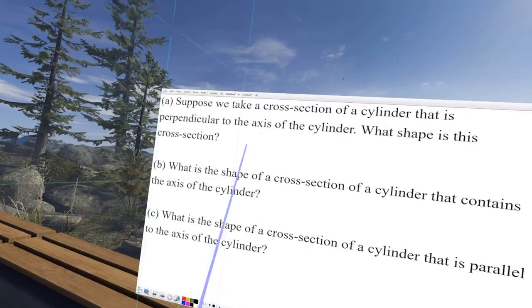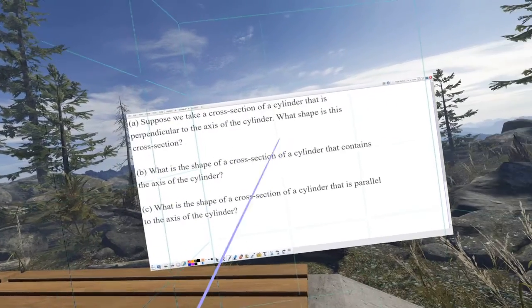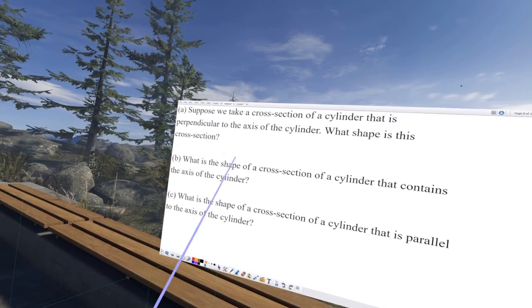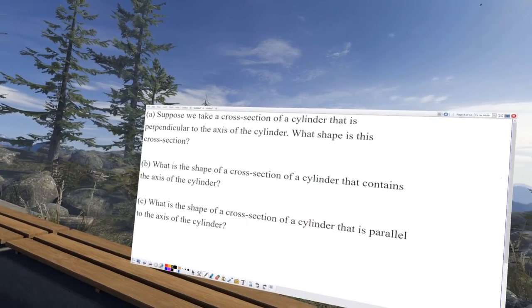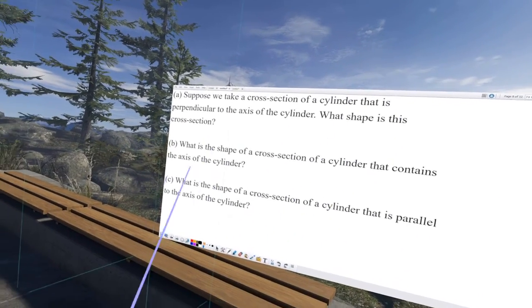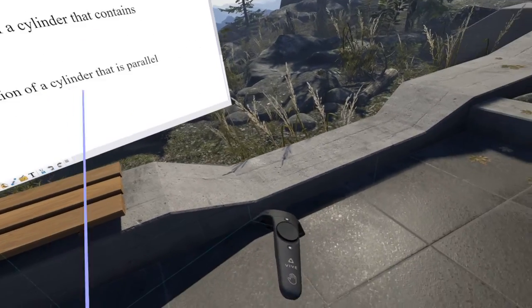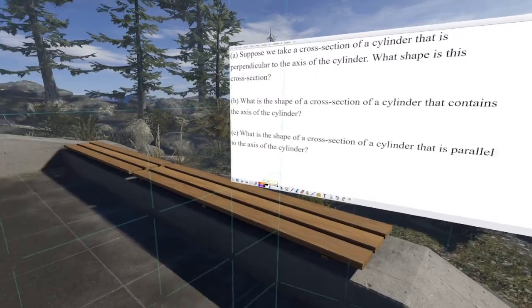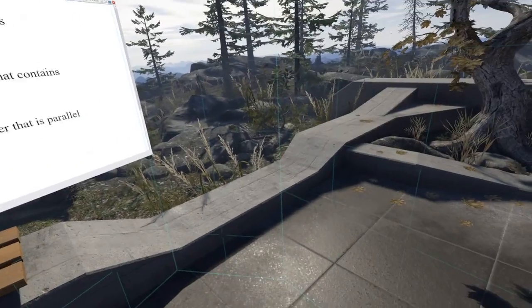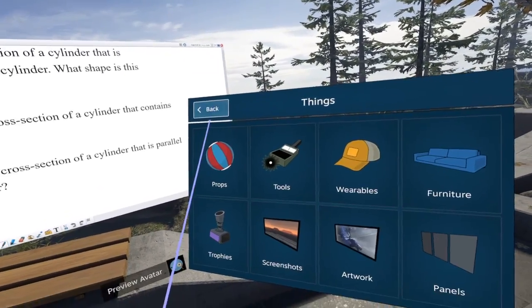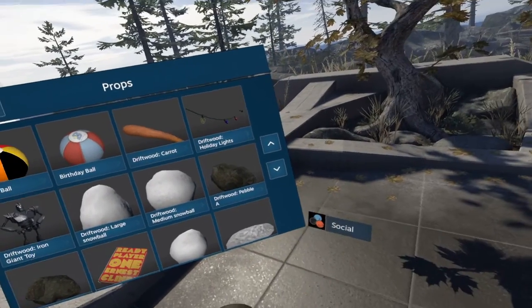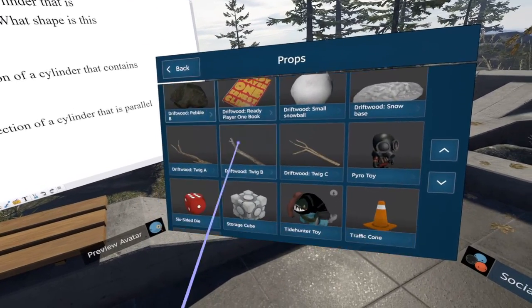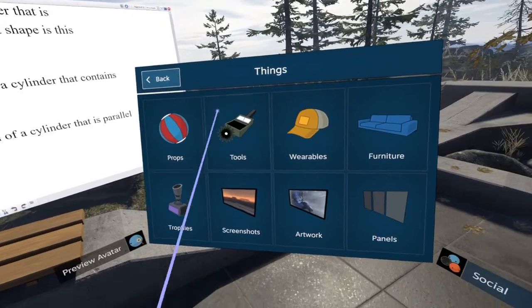All right, so what's our first problem? Suppose we take a cross section of a cylinder that is perpendicular to the axis of the cylinder. What shape is this cross section? If you can remember, a cross section is when you have a plane sort of cutting your three-dimensional object into some shape. So now it's tough to really draw a cylinder even in 3D space, so I'm just going to get an object that somewhat looks like a cylinder.